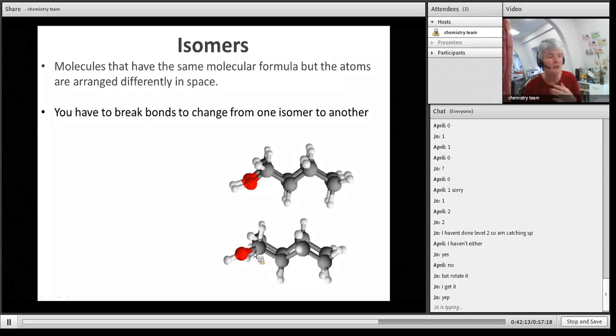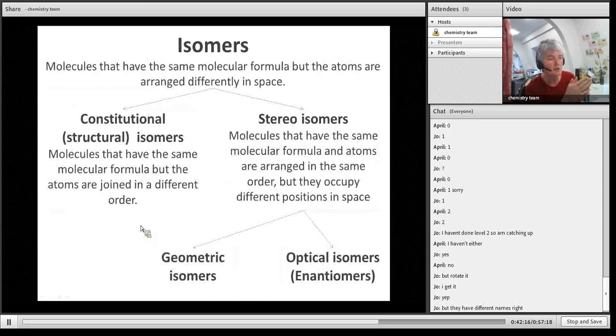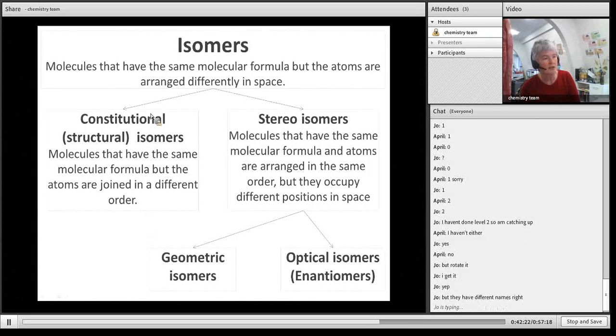Okay, so you get two different groups of isomers that you have to know: the constitutional or structural isomers, and what we call the stereoisomers, where they have a different space. This is more about how they occupy their positions in space, and as I say, geometric is what you would have learnt at level 2, and then this one is a brand new one.